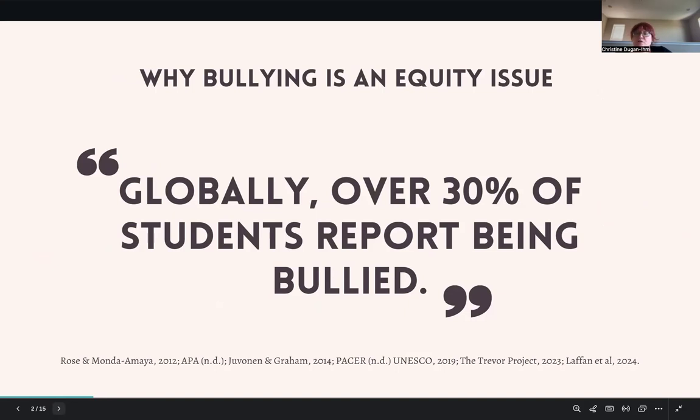This is not just a behavioral issue. It is an equity challenge that undermines safety, learning, and belonging. Bullying not only reinforces existing social hierarchies, but it also widens academic and mental health gaps. When left unaddressed, it limits access to safe and inclusive learning environments, particularly for historically marginalized groups.